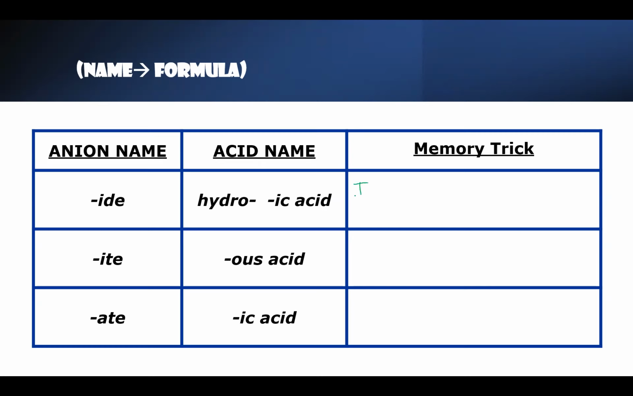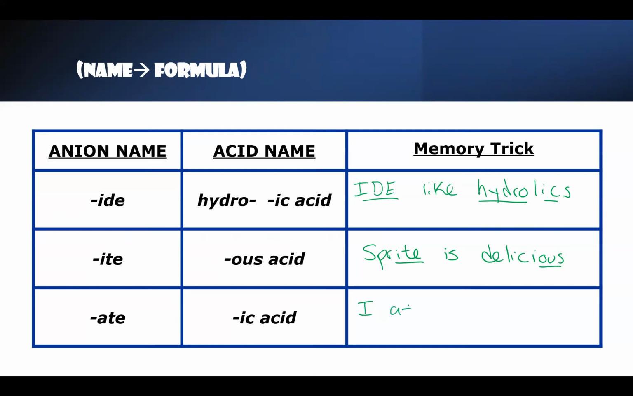So my memory cue here is "ide," like hydraulics. If it normally ends in "ite," then we would change it to "ous." So this memory cue is Sprite is delicious. And then lastly, if it ends in "ate," also found on the polyatomic ion sheet, this is "ate" something "ic." Or icky if we prefer.